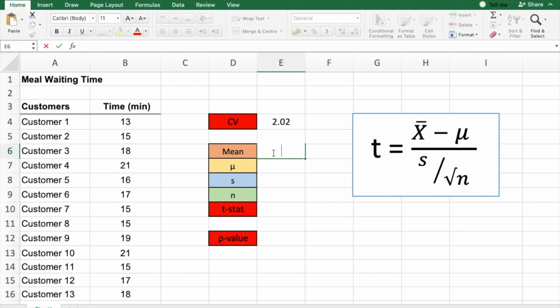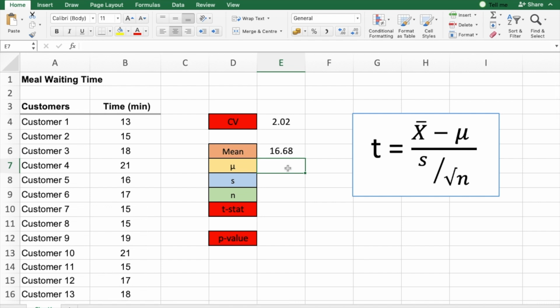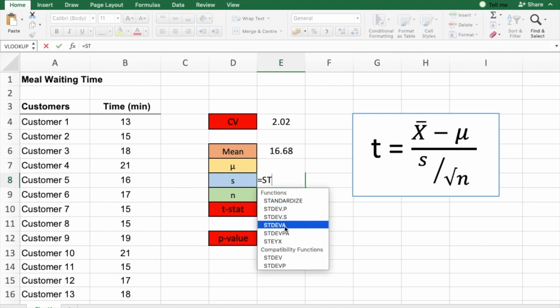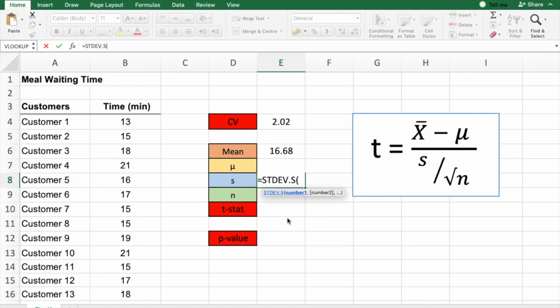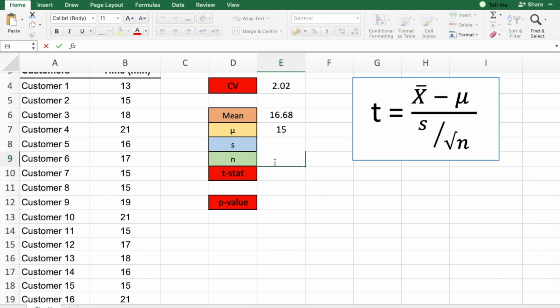First we have to find the mean. You put an equal sign, average. So you select the waiting time. So we already got the mean. The hypothesized mean given is 15 minutes. We need to calculate the sample standard deviation. STDEV.S. Again, select the data. We have already got the sample standard deviation. We know the sample size was 40. So now we have received all the values here, and we can calculate the t statistic.